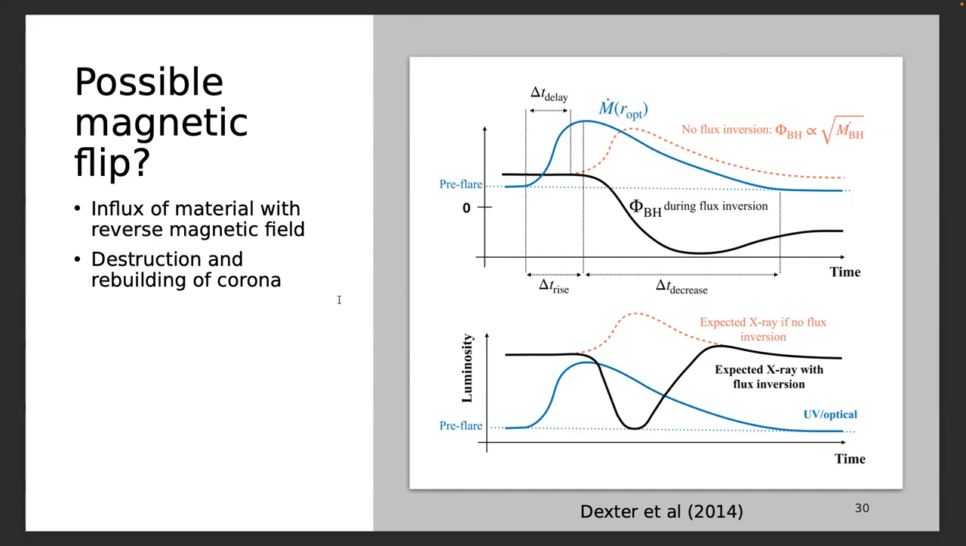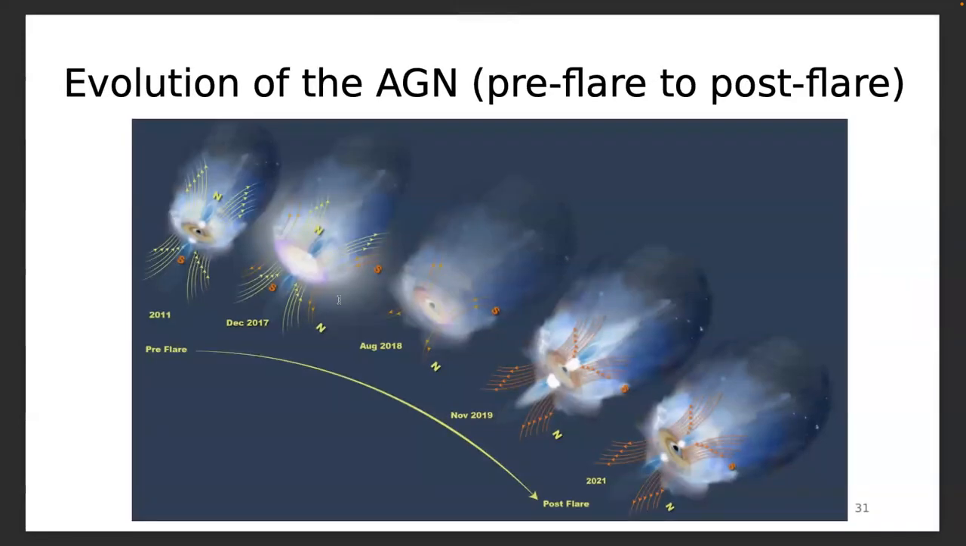The idea is that the UV part is responsible for the accretion rate, and the coronal part depends on both the accretion rate and this magnetic flux. So when the magnetic flux is gone, the coronal emission goes down. And when it came back with a reverse polarity, the corona is forming up and the X-ray flux is coming back to its pre-flare values. So this is the picture that we have here.